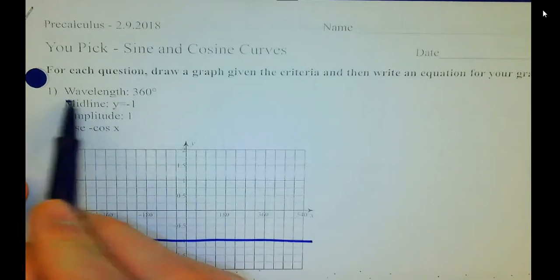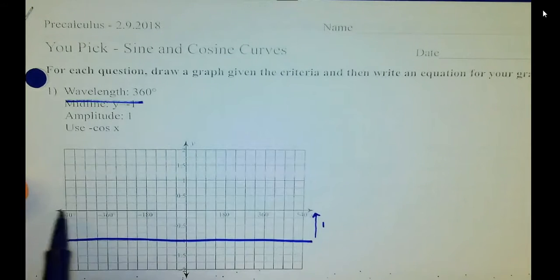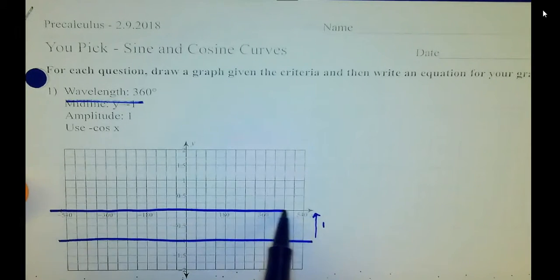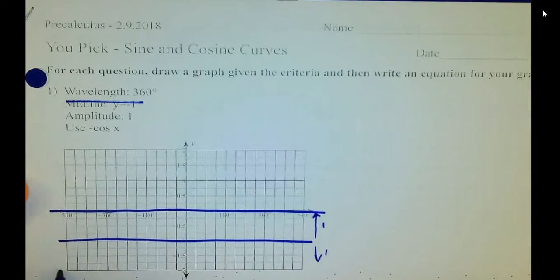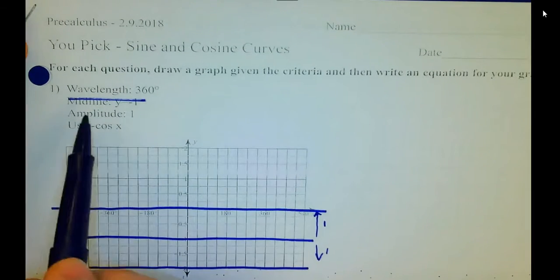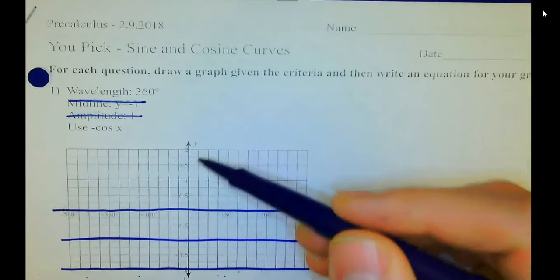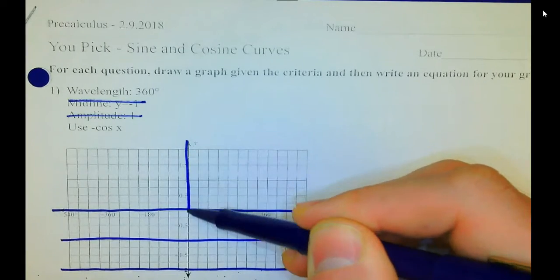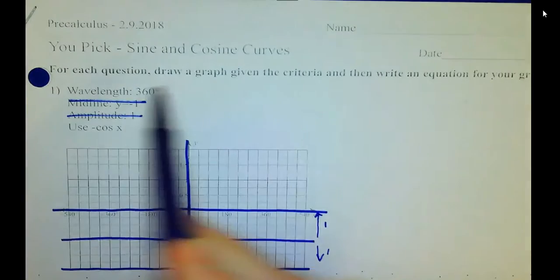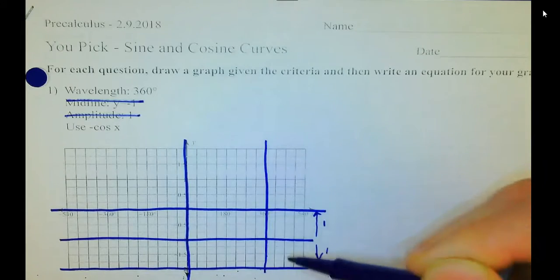Okay. So because the amplitude's 1, you're going to go up by 1, and you're going to put your crest line. You're going to go down by 1 and make your trough line, because the amplitude is the distance from the midline to the trough, or the midline to the crest. Since it doesn't say any phase shift, we're going to put a starting line at 0, and because the wavelength is 360, I'll put an end line at 360.